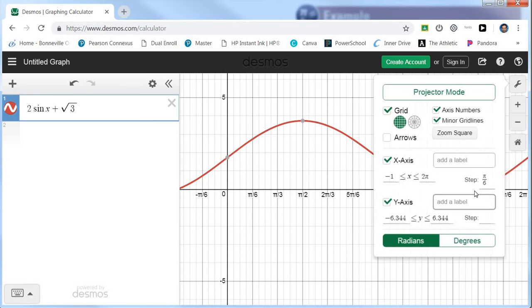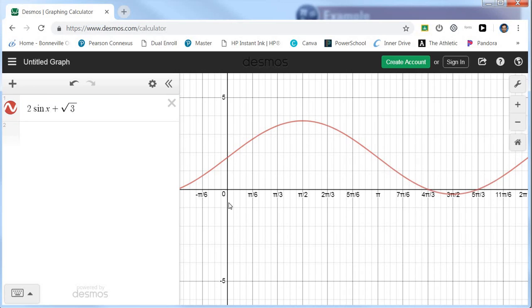In fact, let me just show you. I made my scale pi over 6 just so it would show up in terms of pi along the x-axis. Then if you click on your graph, notice here it shows the x-intercepts. Pretty awesome. 4 pi thirds and 5 pi thirds right there. So we could verify very easily that we are correct.